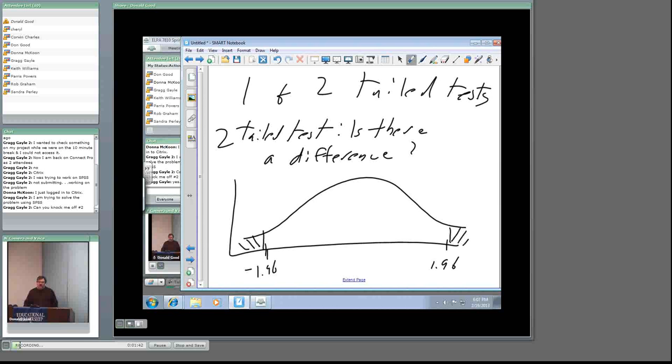If I just ask, is there a difference, and I don't specify a direction, a two-tail test is also called non-directional, because I don't say which way the direction has to go. I don't say that one is higher or lower than another. I just say simply, are they different? And they can be different either on the high side or on the low side. Two-tail tests were what we were doing with those previous examples.